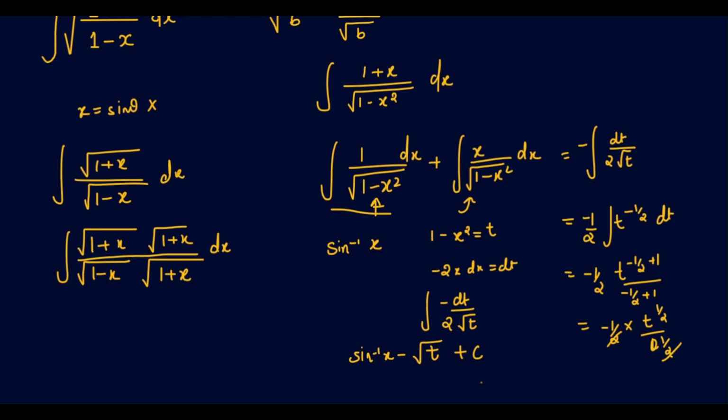Now what about root t? So we will write the value of root t, and the answer is sine inverse of x minus root of 1 minus x square plus c. This is the final answer that you will get for this particular question. So two properties that we had used. First one is the integration of this form, and using the substitution method we can solve this problem. So this is the first question that we had discussed.